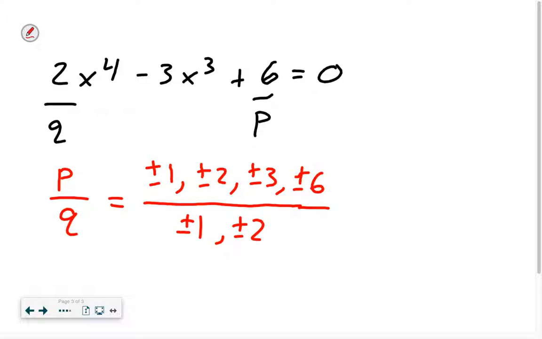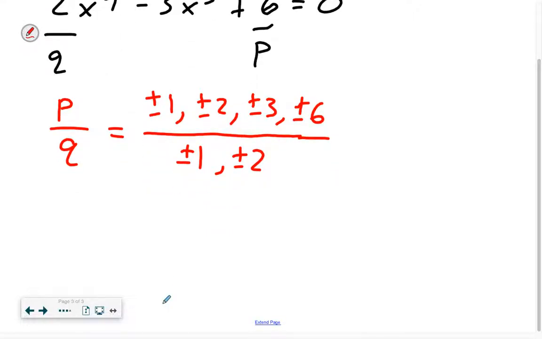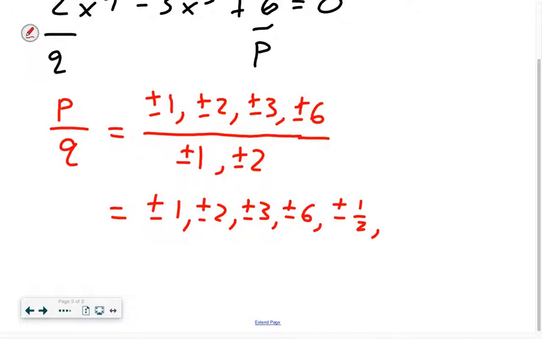So when I go to create this list of possible roots, let's start by putting everything over 1. So I have plus or minus 1, plus or minus 2, plus or minus 3, plus or minus 6. Now let's put everything over 2. 1 over 2 would be a half. So positive 1/2 or negative 1/2 could be a root. Not saying that it is, but it's a possibility. 2 over 2 would be 1, correct? So we don't need to list it again.